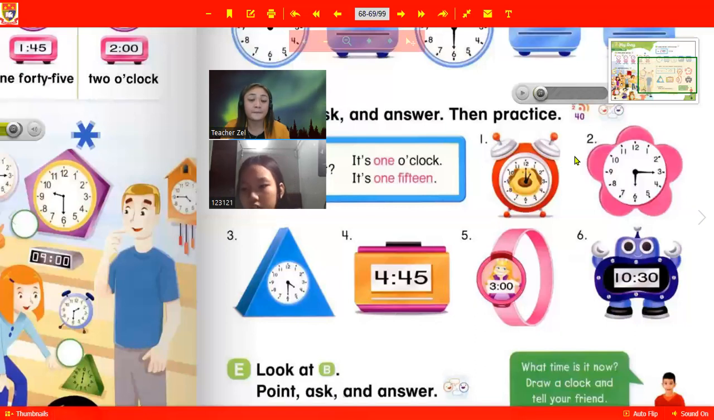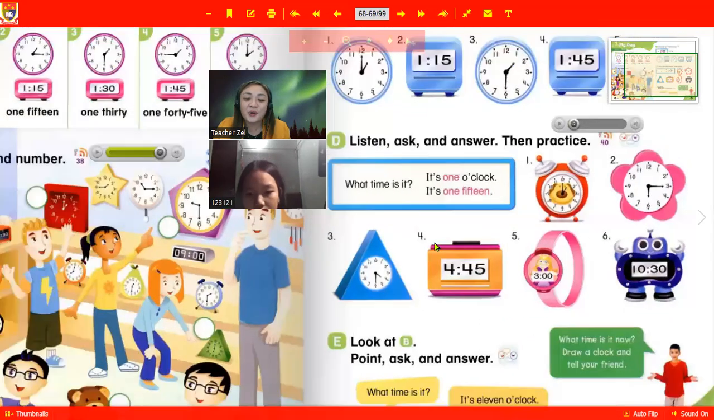How about picture 5? It's 3 o'clock. Yes, it is 3 o'clock. How about picture 6? It's 10:30. Yes, it is 10:30. All right, good job, Bella. Now, is there a clock in your room right now? Yes. So what time is it now? It's 7:55.